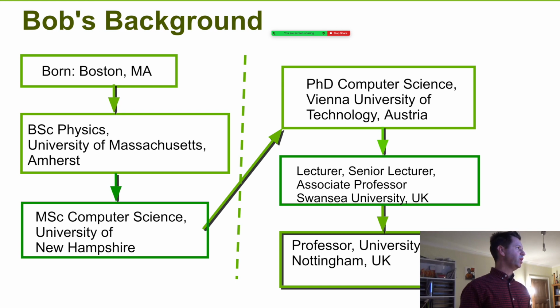Then that green arrow in the middle is when I moved across the Atlantic Ocean. I did a PhD in computer science at the Vienna University of Technology in Austria. My next career step was as a lecturer, senior lecturer and associate professor at Swansea University in the UK. Currently I'm a professor at the University of Nottingham in the UK.